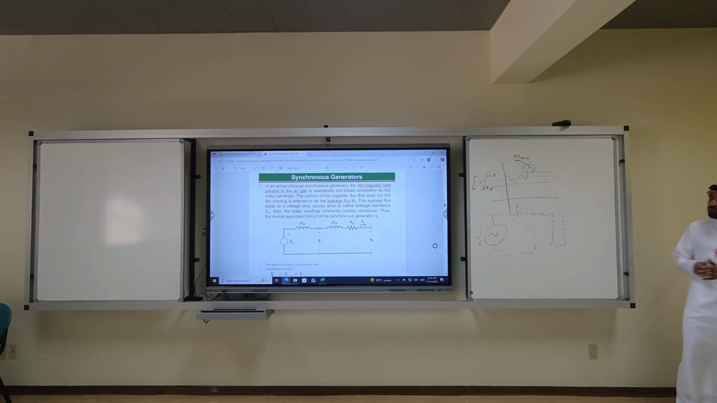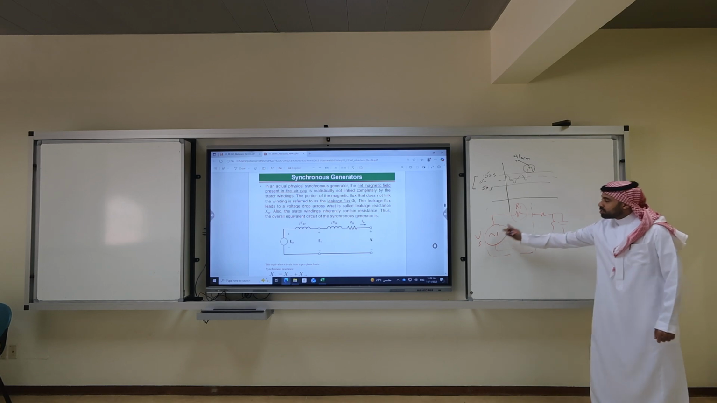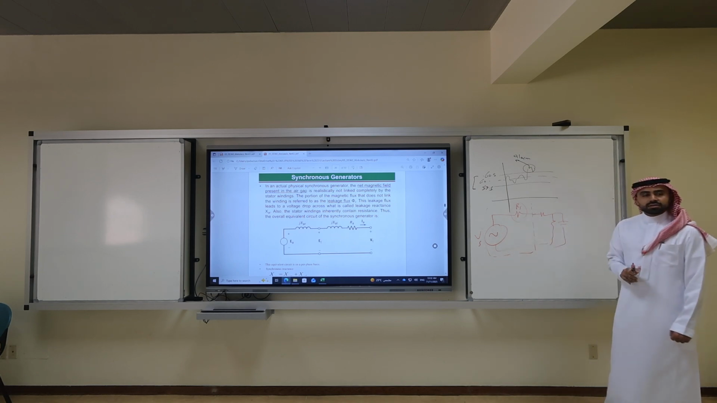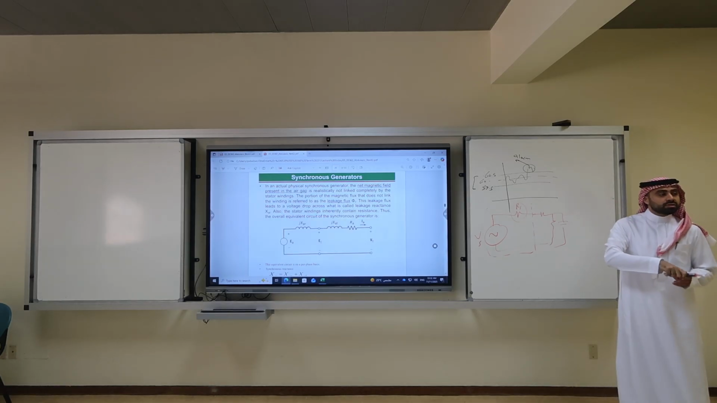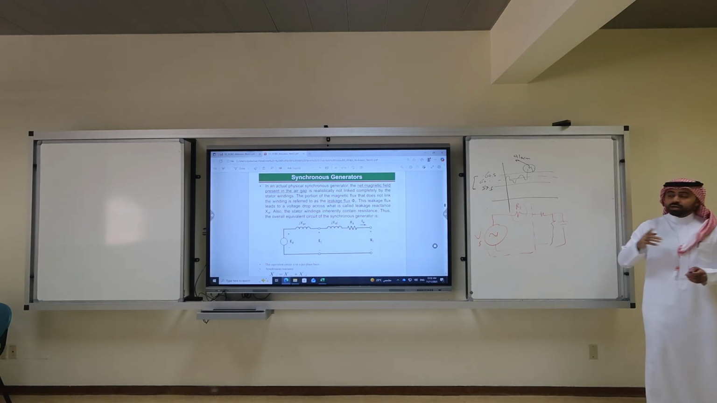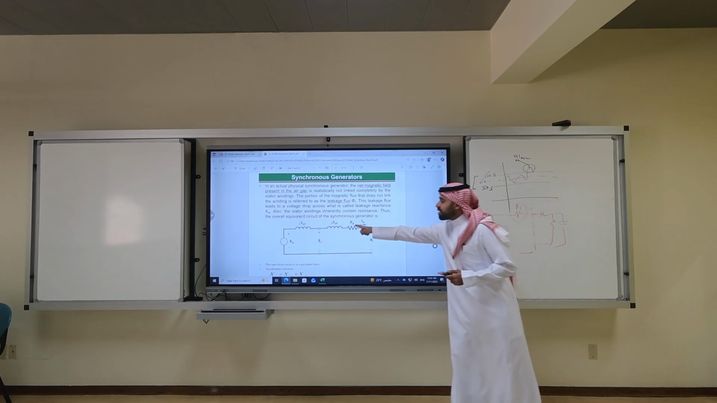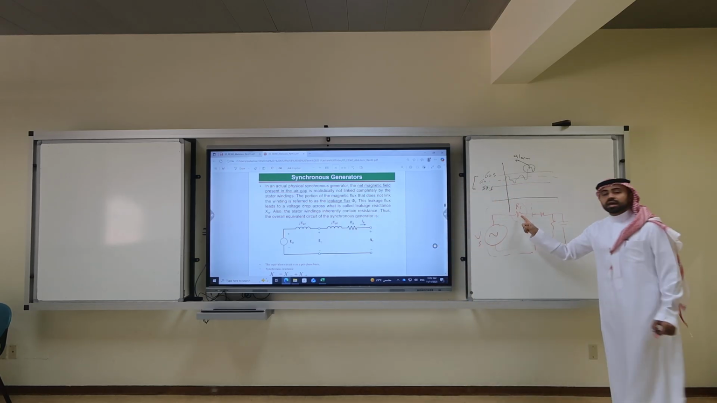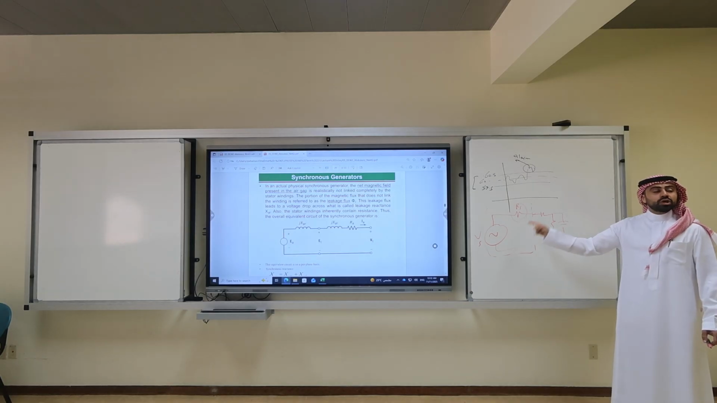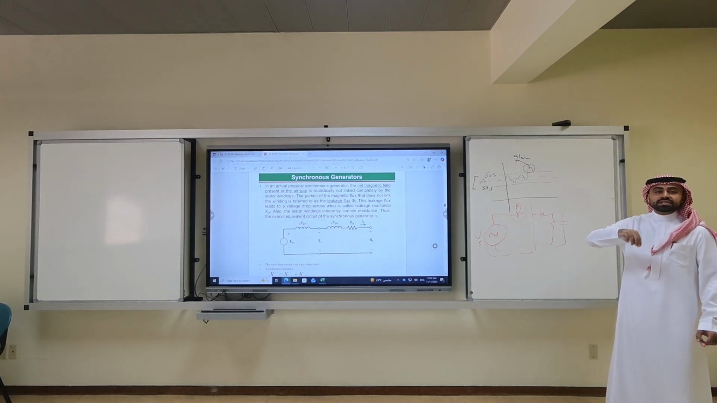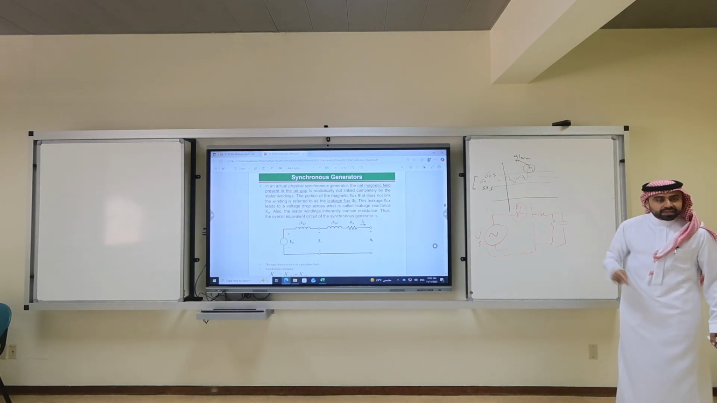Why do we model a voltage source with a series resistance? What is this RA, the internal resistance? Do you remember the term internal resistance? Yes. So RA is nothing but that internal resistance, which is physically the resistance of the copper wires on the stator.